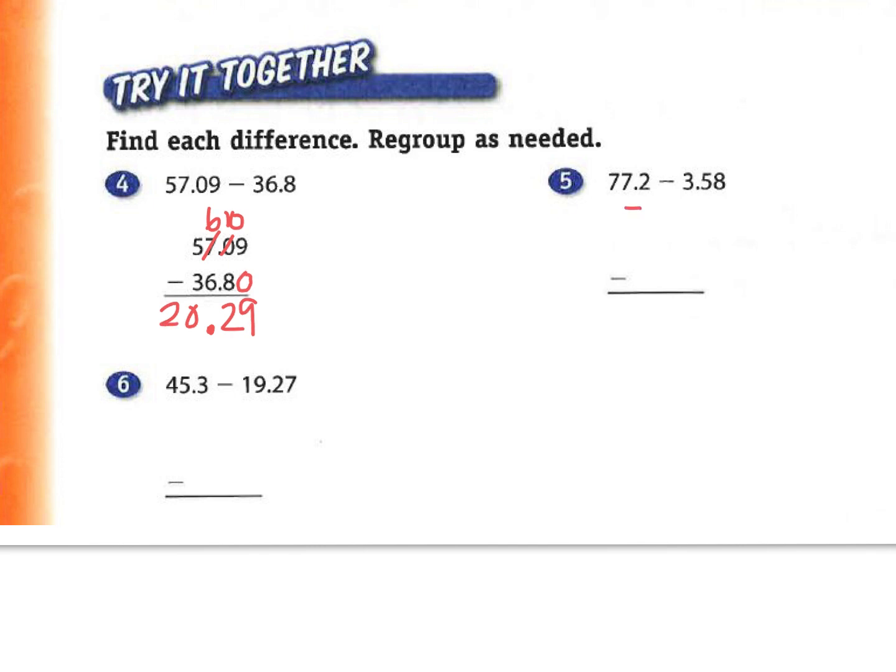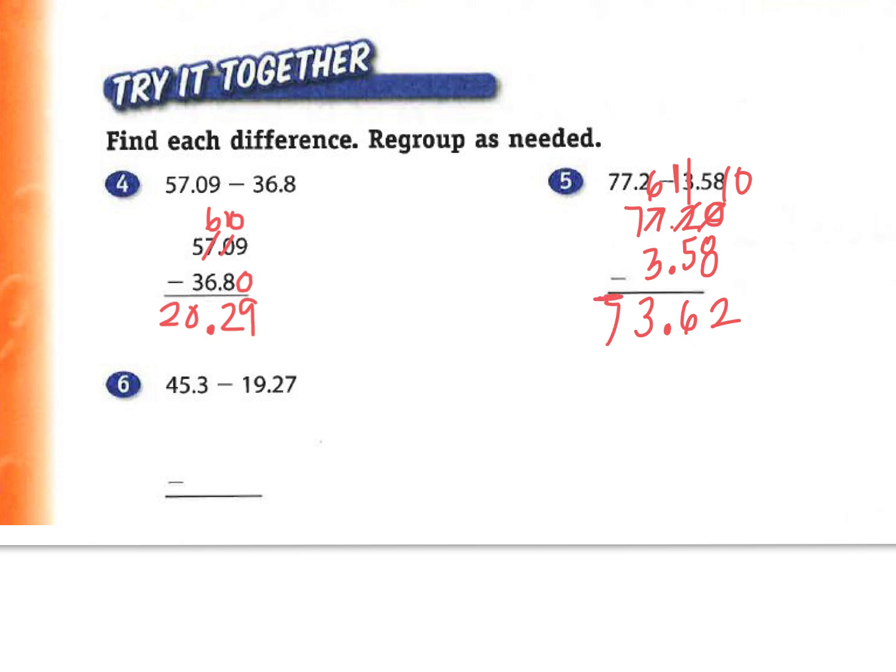Here we have 77 and 2 tenths minus 3 and 58 hundredths. Well, let's put a 0 up here so we have the same amount of place values. Borrow from the 2, make it a 1. Make this a 10. 10 minus 8 is 2. Can't do 1 minus 5. Make that 7 a 6. Sorry, it's a little messy. 11 minus 5 is 6. Bring down the decimal point. 6 minus 3 is 3. 7 minus nothing is 7.